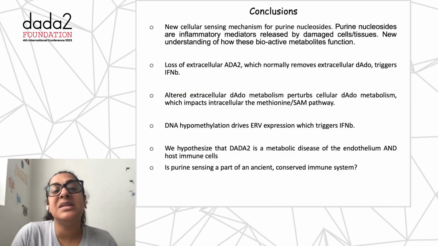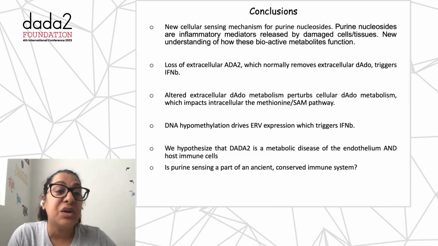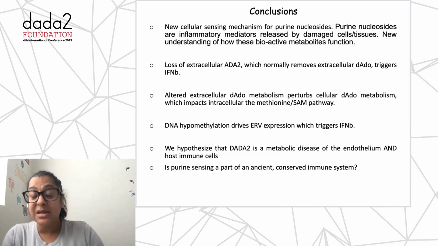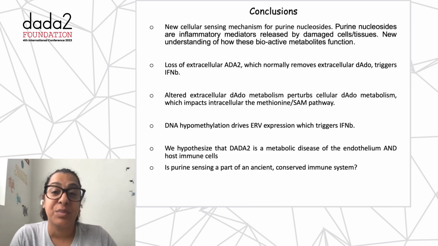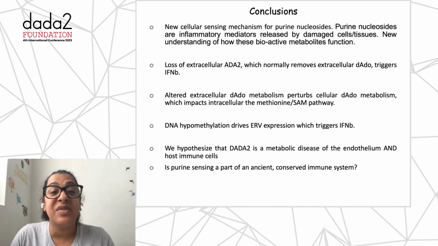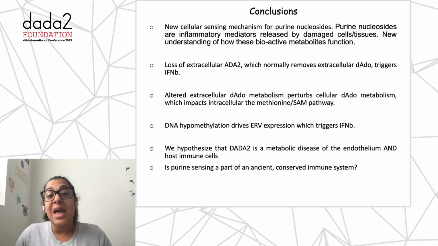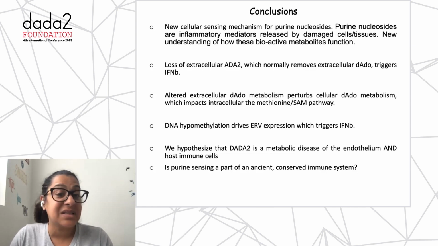So the conclusion is that we believe that in finding a new function for ADA2 in endothelial cells, as well as in immune cells like monocytes, we've discovered a new cellular sensing mechanism for purine nucleosides. Purine nucleosides, it should be noted, are actual inflammatory mediators that are known to be released in damaged cells and tissues and be associated with what's called sterile inflammation. So this isn't a complete surprise, although it was a new observation. And this gives us new understanding as to how these bioactive metabolites can function.